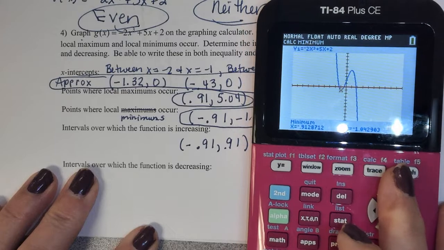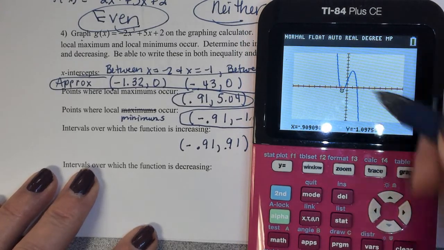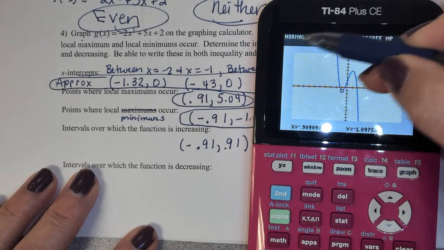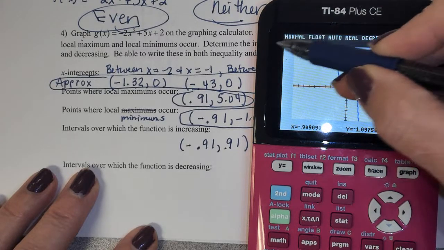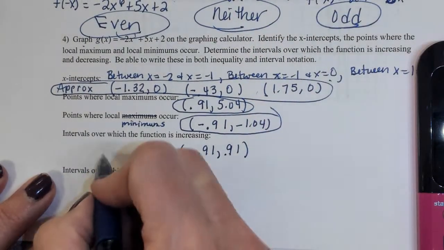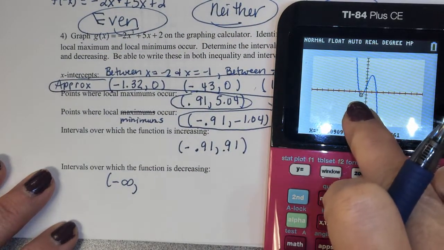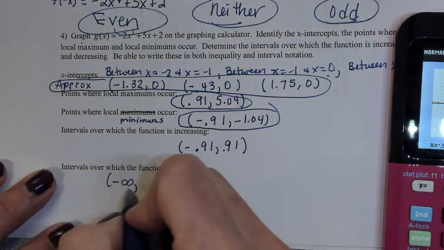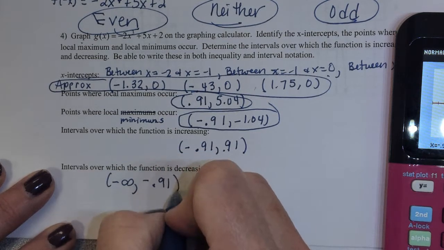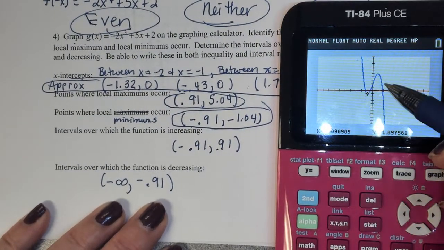Intervals over which the function is decreasing. Well, it's decreasing for all these x's all the way over there. What's that called? It's called negative infinity. So from negative infinity until this point, which we just found, so to negative 0.91, our function is decreasing there.